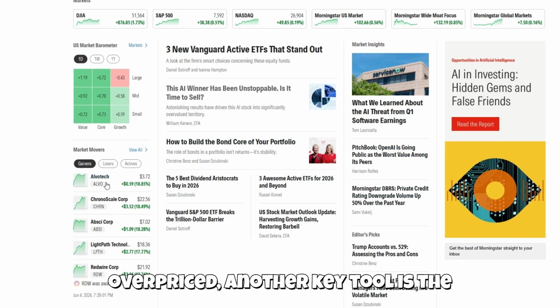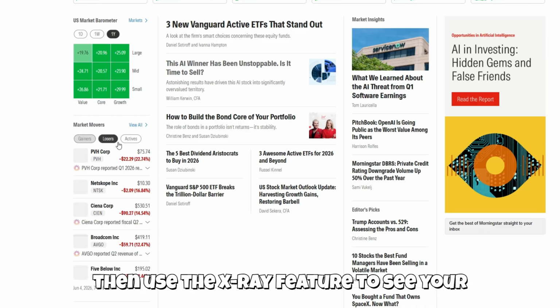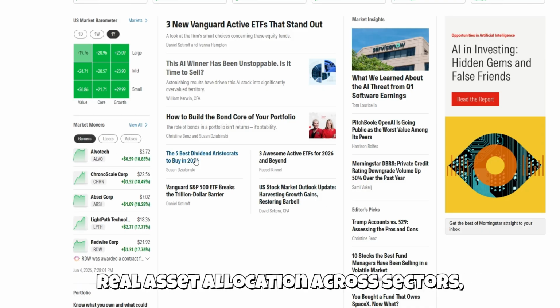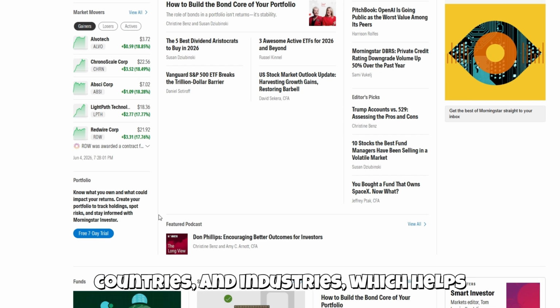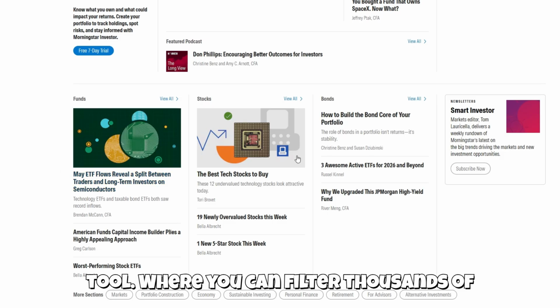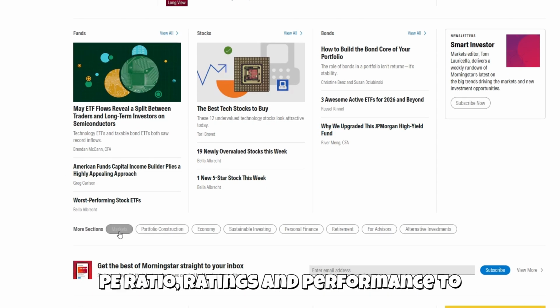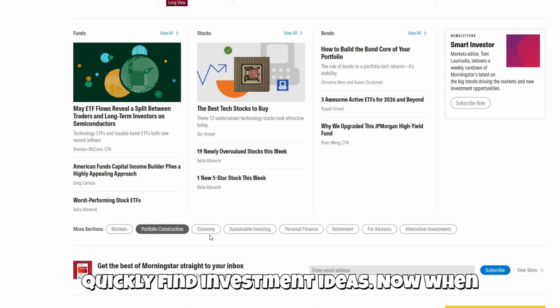Another key tool is the portfolio section where you can manually add your investments or link accounts and then use the X-ray feature to see your real asset allocation across sectors, countries, and industries, which helps you avoid being overexposed without realizing it. There's also a screener tool where you can filter thousands of stocks and funds based on dividend yield, PE ratio, ratings, and performance to quickly find investment ideas.